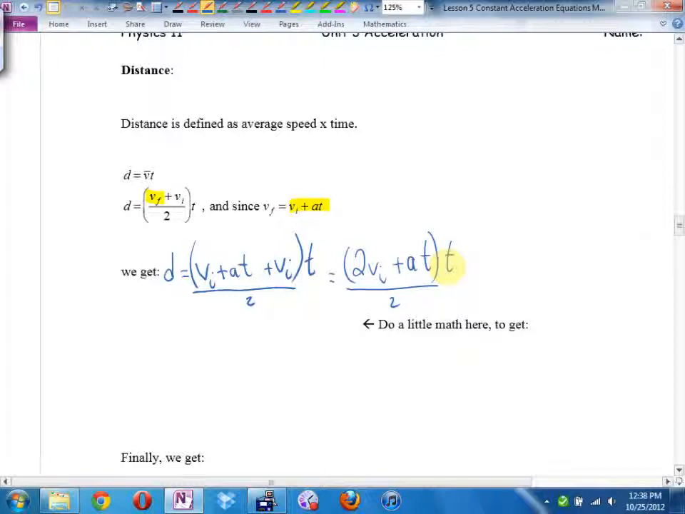What's happening between the T and the bracket? If there's nothing written, what mathematical operation does that mean? Multiplication. So I think we can multiply it in. When we do that, we're going to get this. D equals 2 VIT plus A T squared, which is nicer than writing TT. And this whole thing is divided by 2.